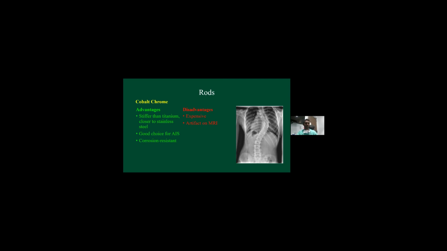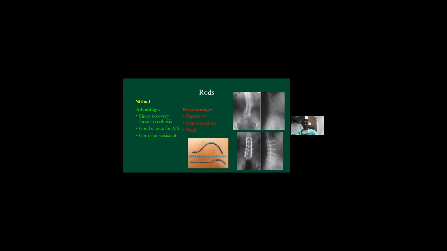The primary drawback of cobalt chrome is that it's more expensive than titanium and it creates more artifact on MRI. The shape recovery properties of nitinol have been harnessed in scoliosis correction, and it can help augment scoliosis correction as well. Nitinol also has a very low rate of inflammatory response, and the oxidation byproducts that happen with nitinol don't trigger any sort of inflammatory response from lymph nodes or other organs.